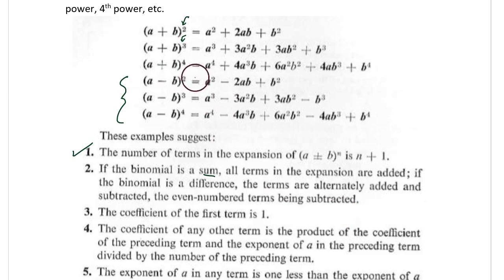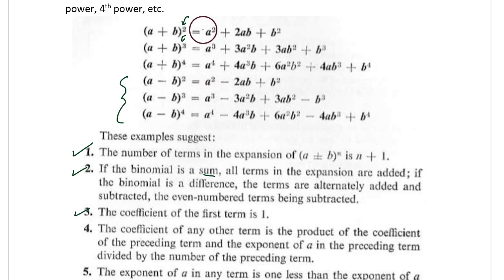So like in this example right here, a minus b squared, the second term, this one here, is the one being subtracted. The second term is an even numbered term. In the example right here, a minus b to the third power, it's the second term and the fourth term that have the minus signs in front. So the second observation here has to do with when there's a plus sign or when there's a minus sign in the answer.